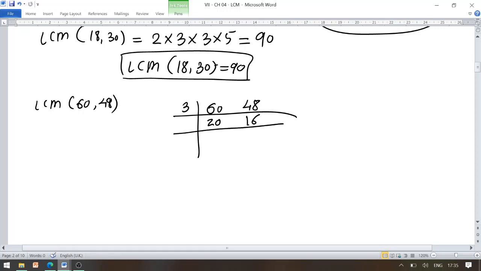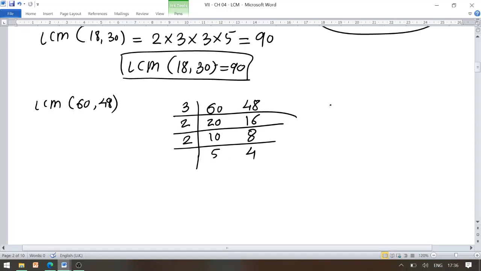Now here 20 and 16 are both divisible by 2. 2 tens are 20, 2 eights are 16. Again both are divisible by 2. 2 fives are 10, 2 fours are 8. So no number divides 5 and 4 together. We don't have any divisor that divides both simultaneously. Hence our vertical division is finished.